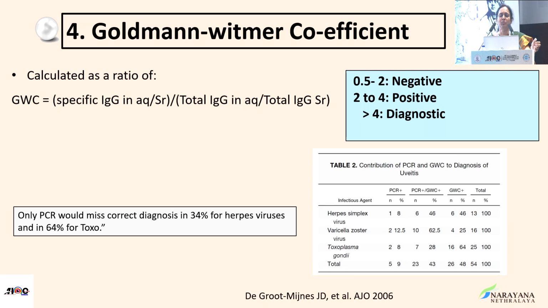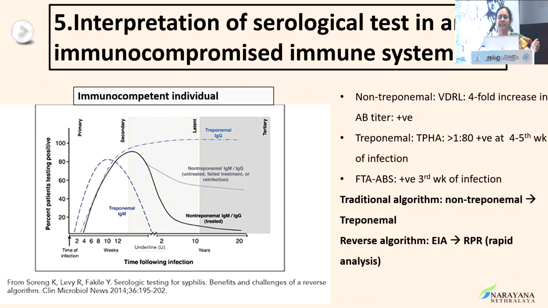The next comes the Goldmann-Witmer coefficient. If more than 4, it is diagnostic. Additional PCR can help to make the diagnosis in case of viral infections and toxoplasmosis. The next comes the interpretation of serological tests in an immunocompromised system.